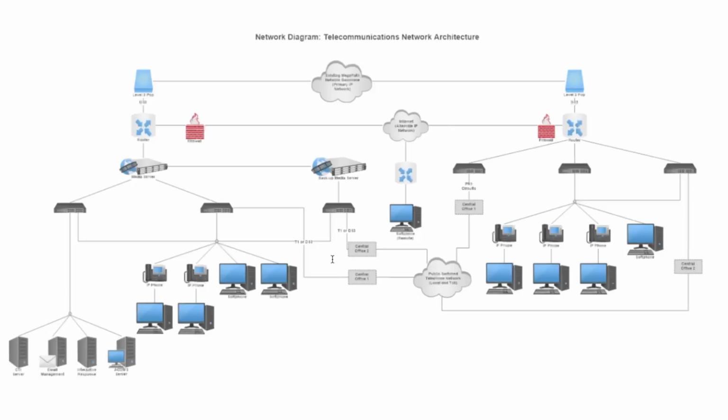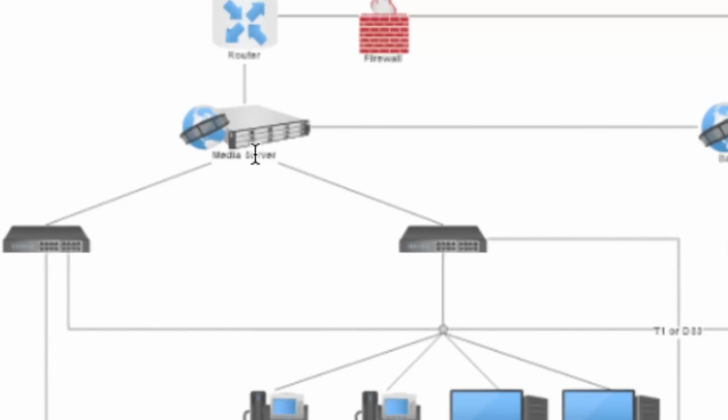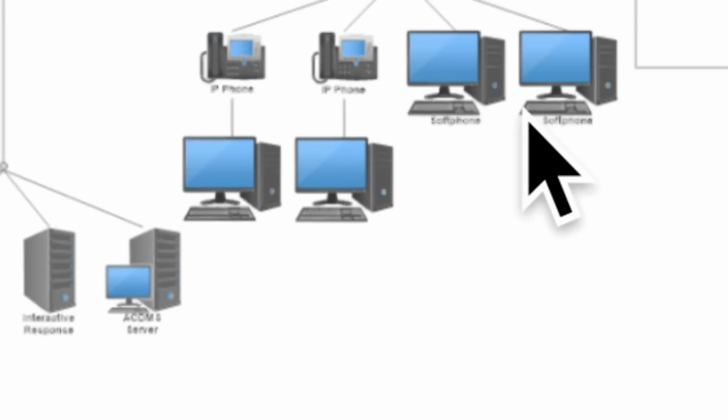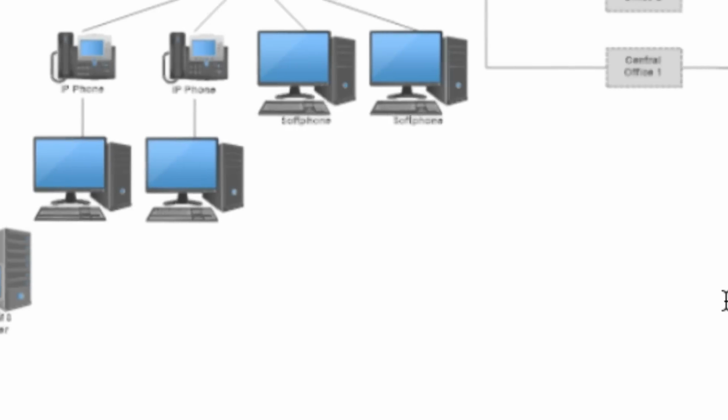And the main purpose of this is that, especially if you're using a really solid network diagram software, you could just zoom in to these various areas and you should be able to see. I mean, this is kind of easy to see, that this is a media server, IP phone. I can't see what's under these things right here. CTI server, email management, interactive response, ACCM server. We can kind of see that.